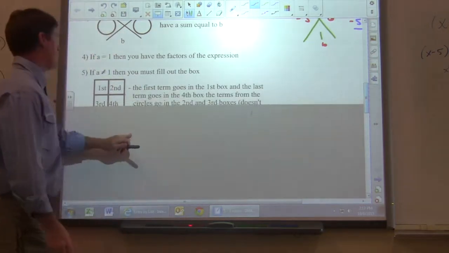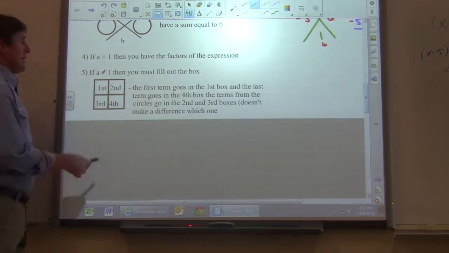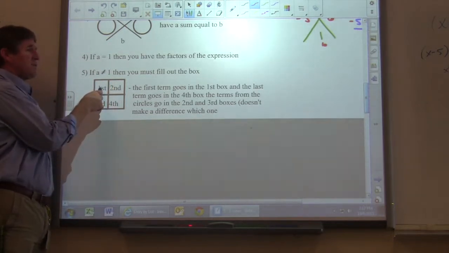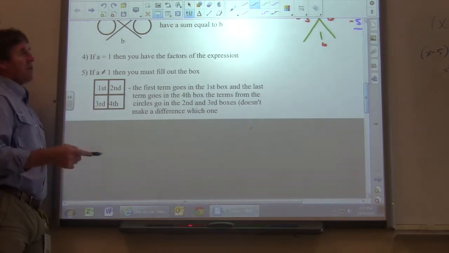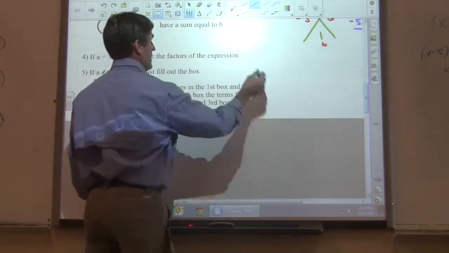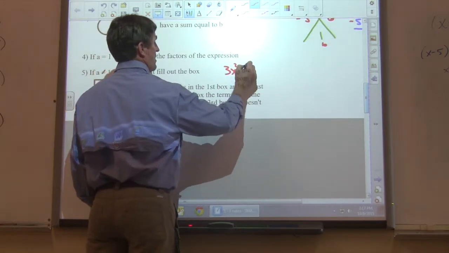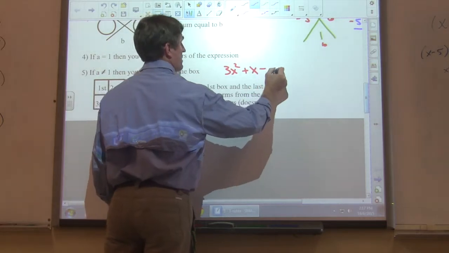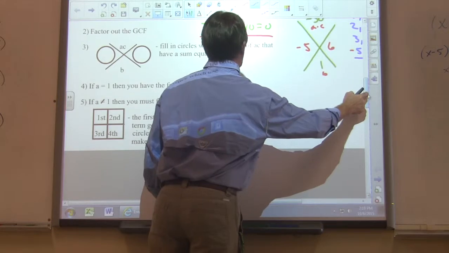And that is, if a is not equal to 1, then you must fill out the box. Now, I've labeled this box here. This is the first square in the box, second square, third, and then the fourth. If we go back, I'm going to rewrite that expression so you can see it. It was 3x squared plus x minus 10.